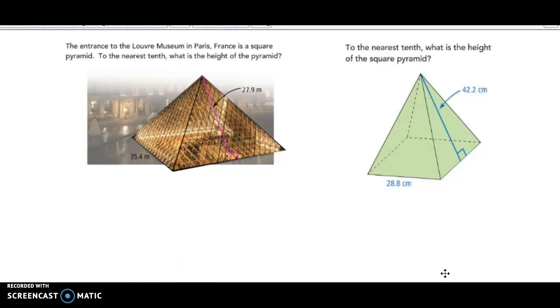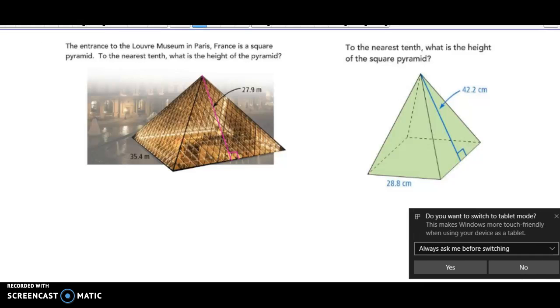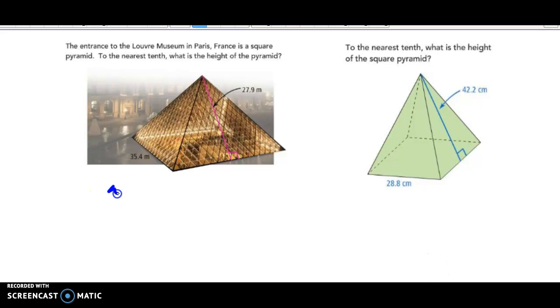This is the last two applications for using the Pythagorean theorem to find missing side lengths. So it takes a little more thinking, but we're going to use the same process. So if I know I'm going to use Pythagorean theorem to solve, then I'm going to start by writing my formula. A squared plus b squared equals c squared.